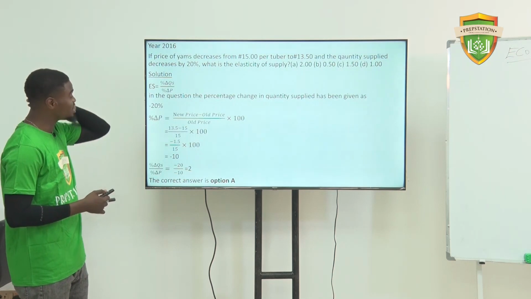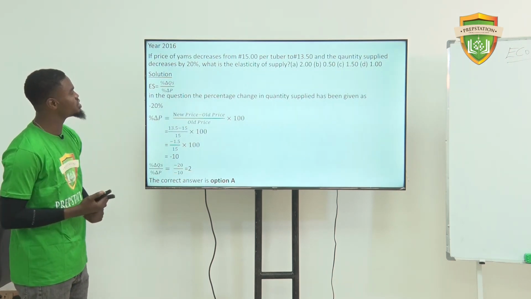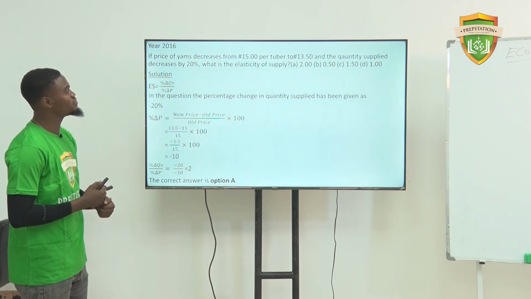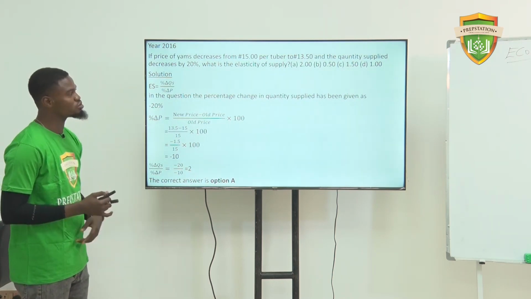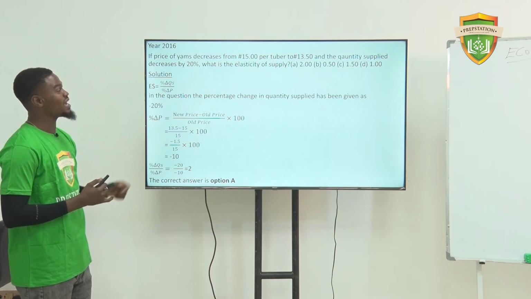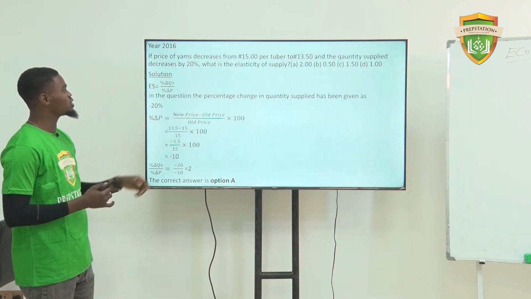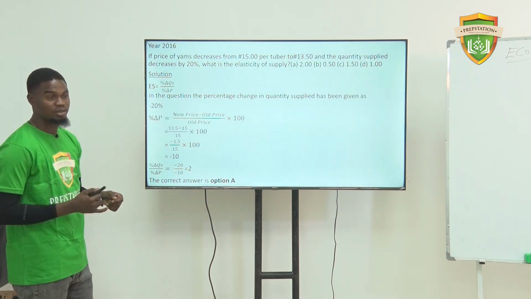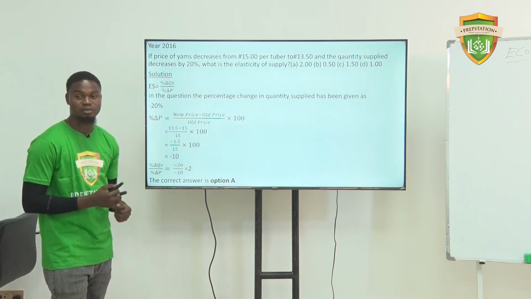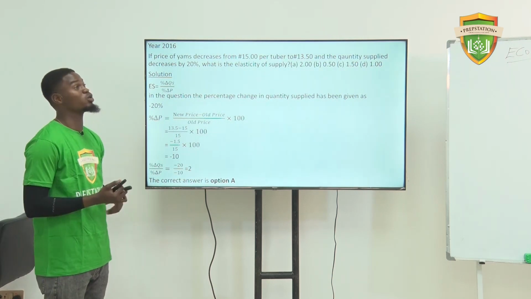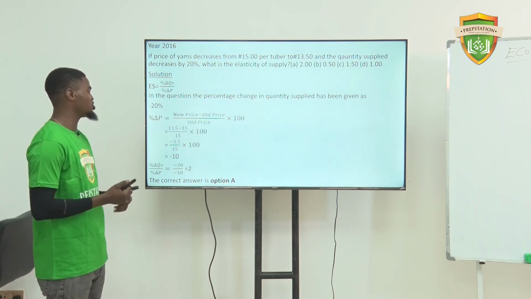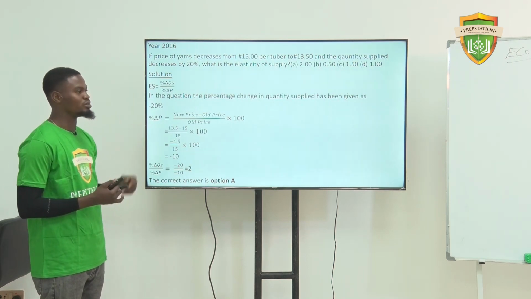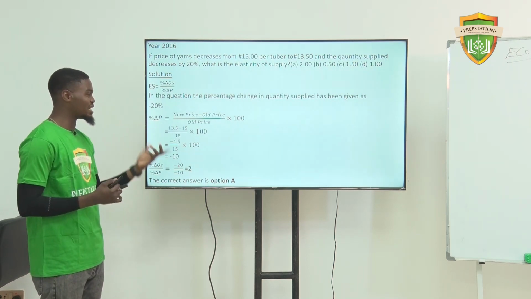So you have 2016. If the price of yam decreases from 15 naira per tuber to 13.50 naira, and the quantity supply decreases by 20%, what is the elasticity of supply? From the formula, you know that elasticity of supply is calculated by percentage change in quantity supplied divided by percentage change in price. So when we talk about the price, I came up with an easy way to understand the formula.